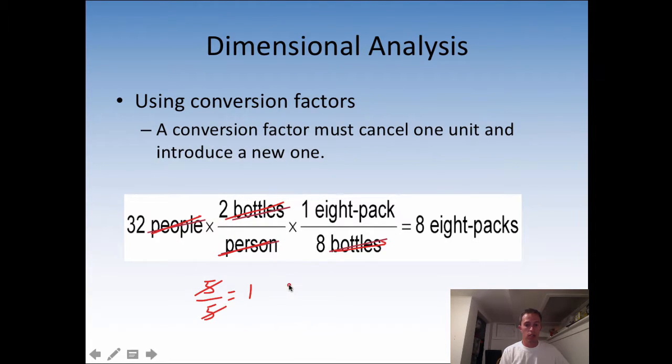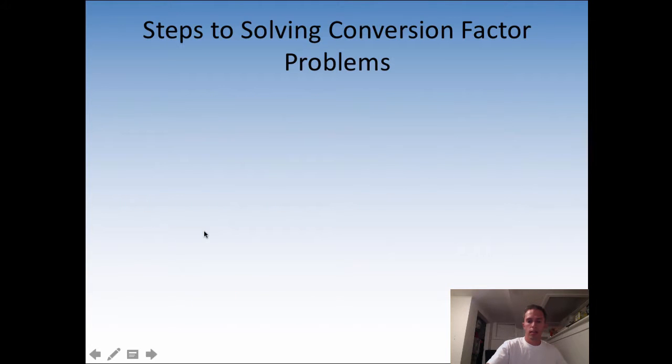Units can cancel out too. If we have grams on top divided by grams on bottom, they cancel out. That's equal to 1 as well. And so we can cancel those out. And that's what we'll be doing in this section. And so let's get the hang of it here. Let's learn the steps to solving conversion factor problems.